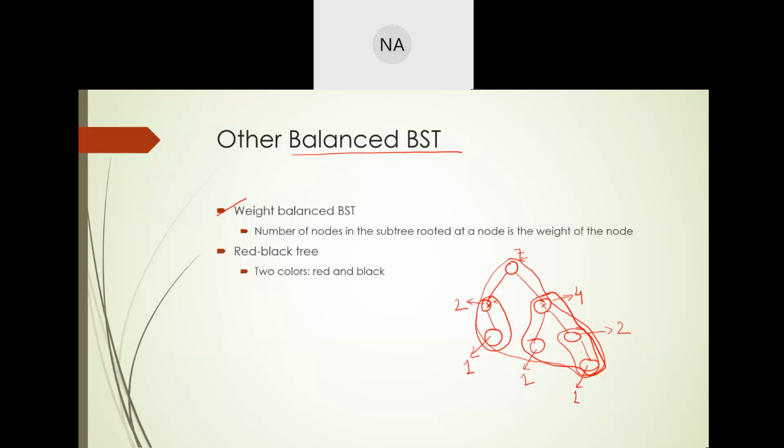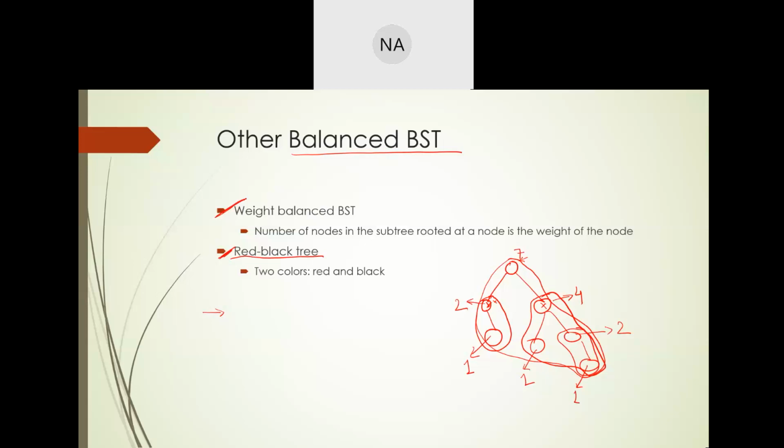So I'm not going to discuss weight balanced binary search trees, another kind of balanced binary search tree. I just want to say that these kinds of trees also exist. Another kind of balanced binary search tree is the red-black tree. In the red-black tree, we use different criteria to obtain the rotation operations to make an unbalanced binary search tree balanced.